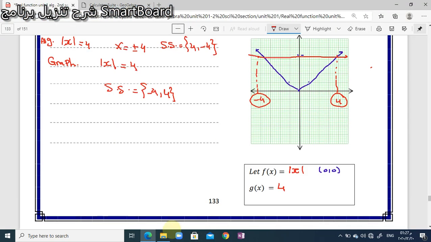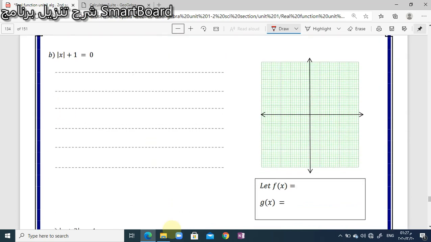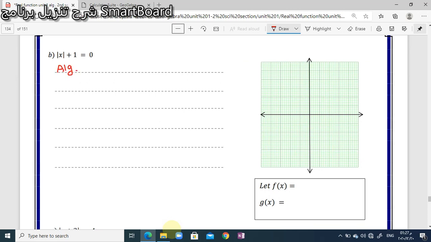We have here the next example. Absolute x plus 1 equals 0. So absolute x, algebraic solution: absolute x equals negative 1. Refused. So the solution set is empty.